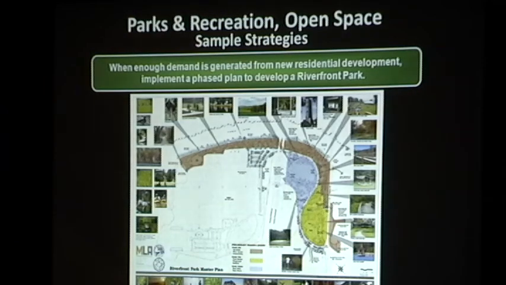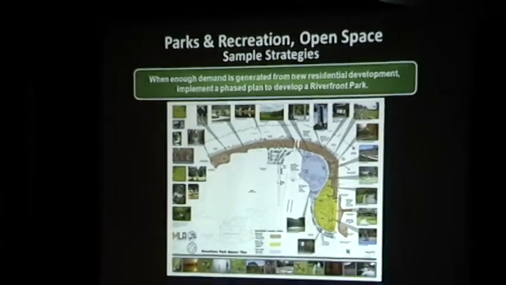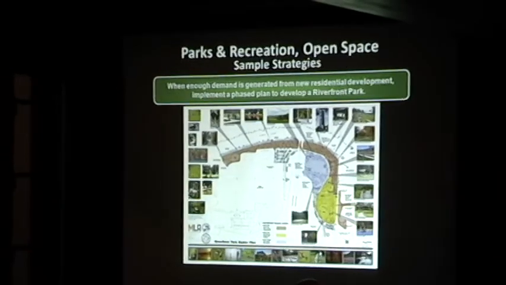And then over time, eventually, when there is enough demand that is generated from new residential development, implement a phased plan to develop a riverfront park. And that would be the property that is to the south of the soccer park here adjacent to 158 and the river, sort of tying that greenway into a future town park that would be specifically for the town that might have slightly different amenities than Tanglewood, or closer things that the demand would be generated for, particularly for Bermuda Run. But that would be down the road in the future once that demand had been generated.